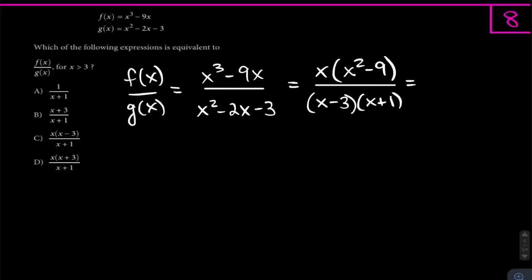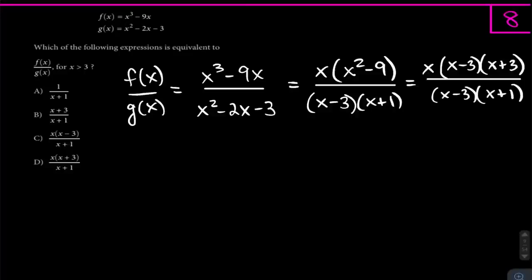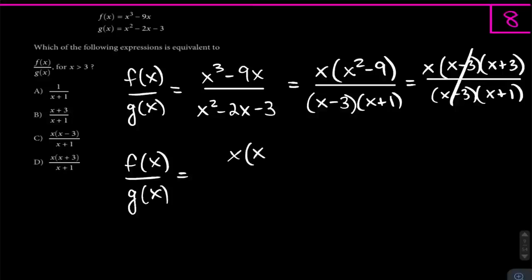So we're going to break this up now. We have an x, and then we'll do the difference of perfect squares here: x minus 3, x plus 3. And then this is over x minus 3, x plus 1. Notice that the x minus 3's cancel off. And so you're left with f of x over g of x equal to x times x plus 3, over x plus 1. And that right there is choice D. Okay? So that was just a matter of simplifying.